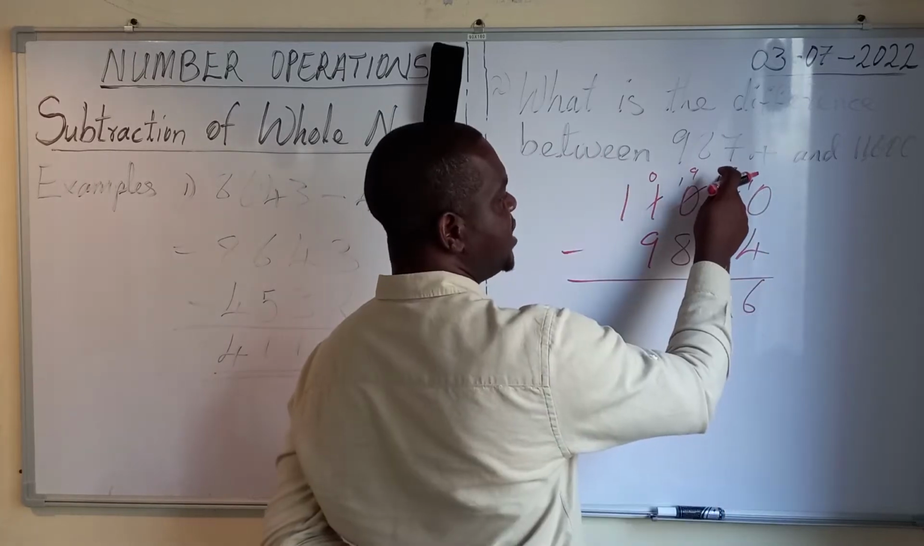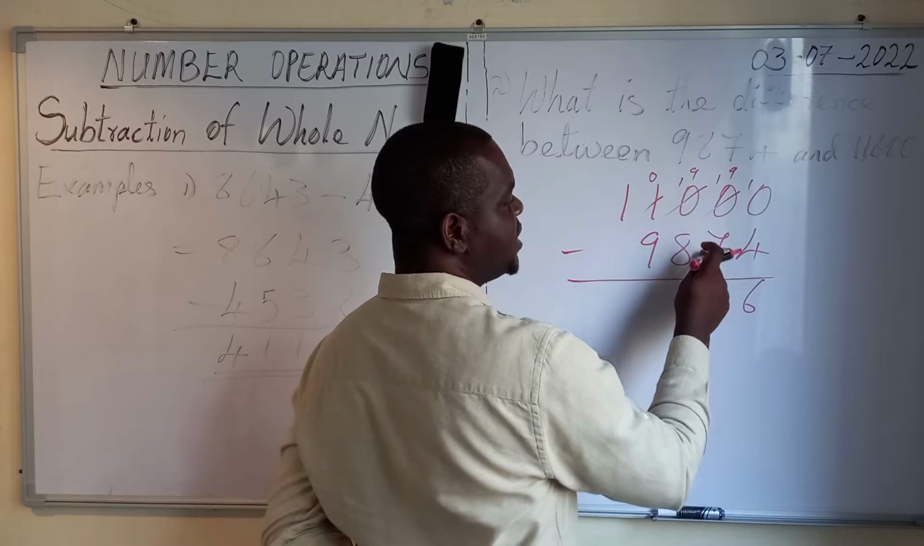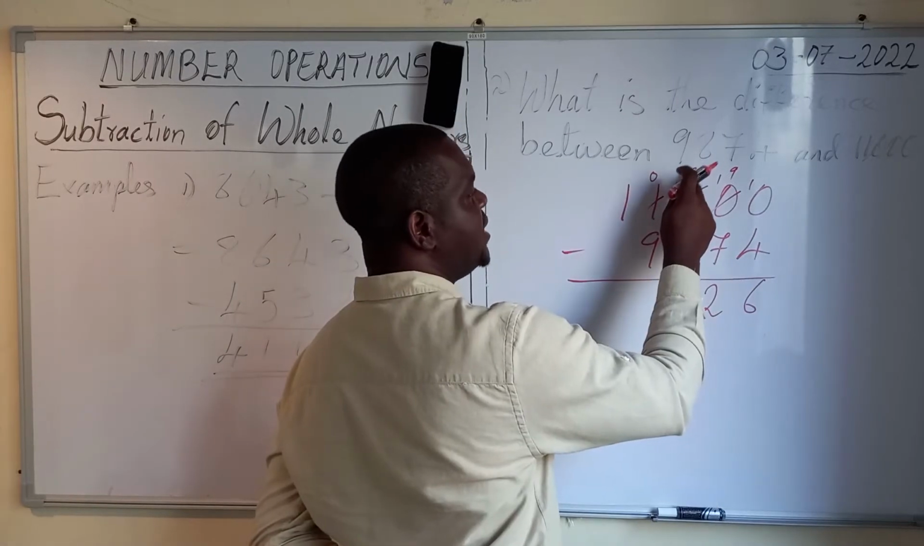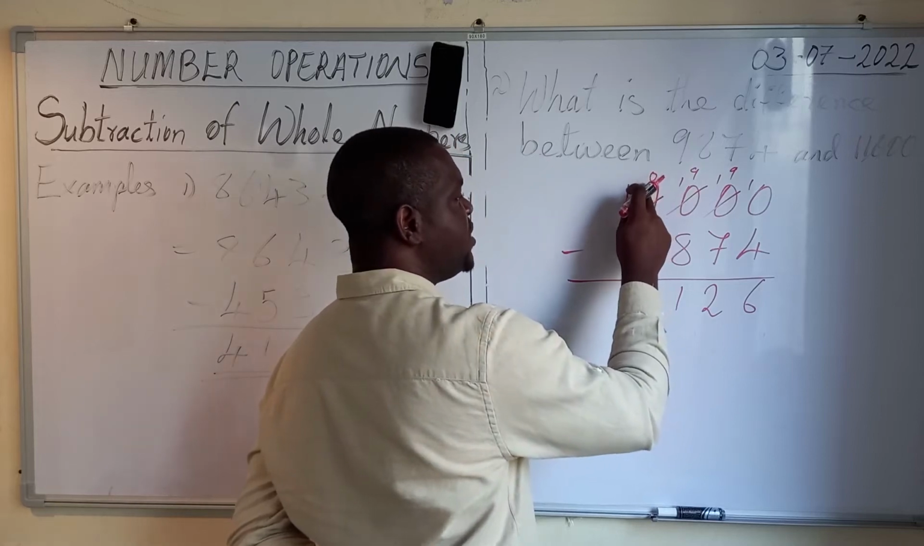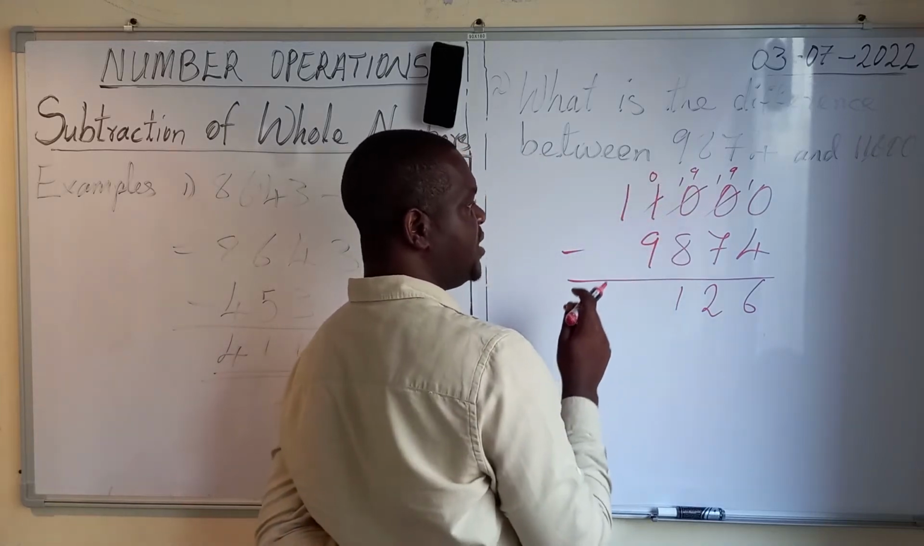You're left with 9 here, don't forget please. 9 take away 7 is 2. Here we are left with 9. 9 take away 8 is 1. Here you are left with 0. 0 take away 9 is practically not possible.